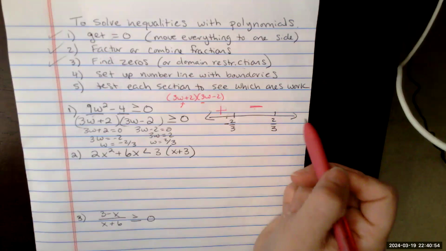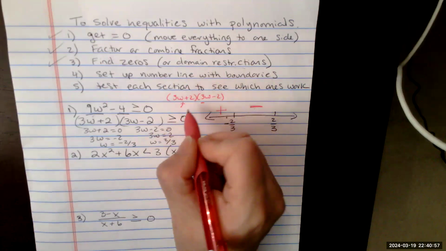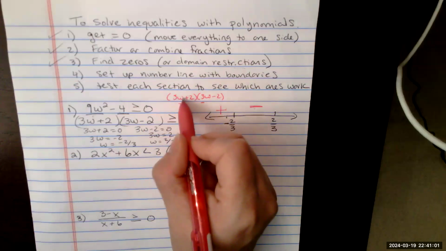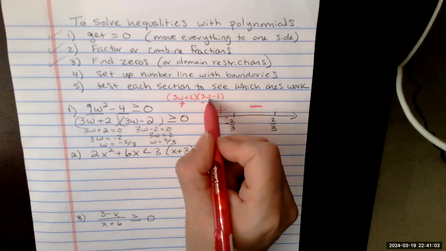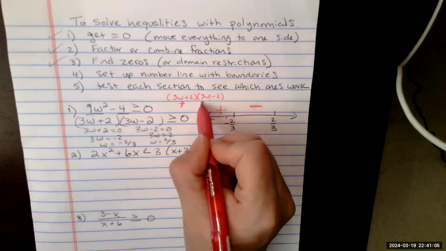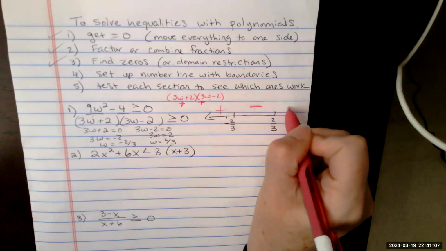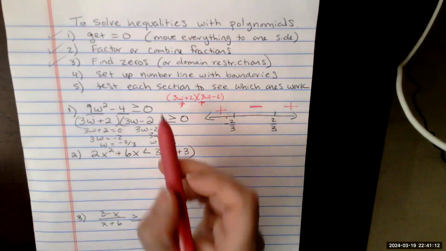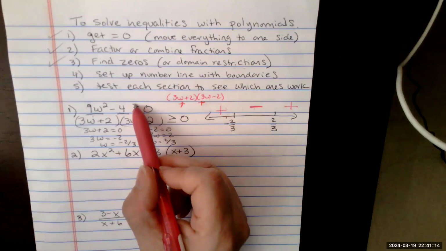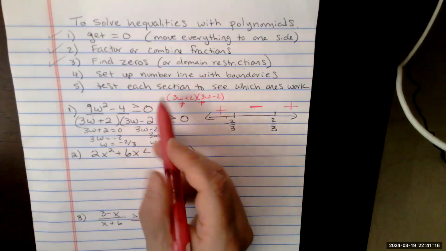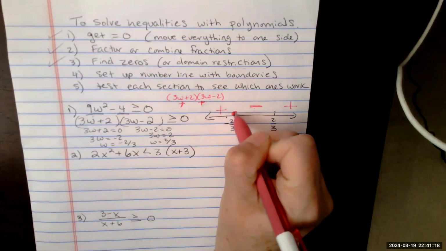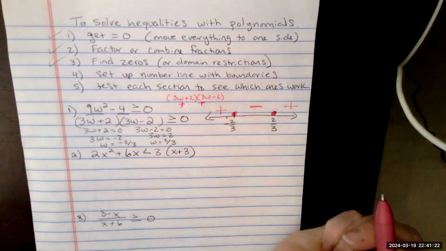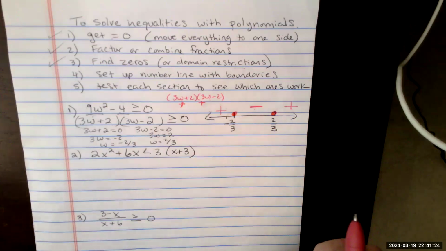So now I'm going to plug in 1. That would make this positive. I'm just quickly saying 3 times 1 plus 2 would definitely be a positive. But put it in here. 3 times 1 minus 2 would also be a positive. So again, I have a positive. Now, since this question was asking me about being greater than or equal to 0, I'm going to go ahead and put solid circles here to remind myself that I do want to include those numbers in my answer.